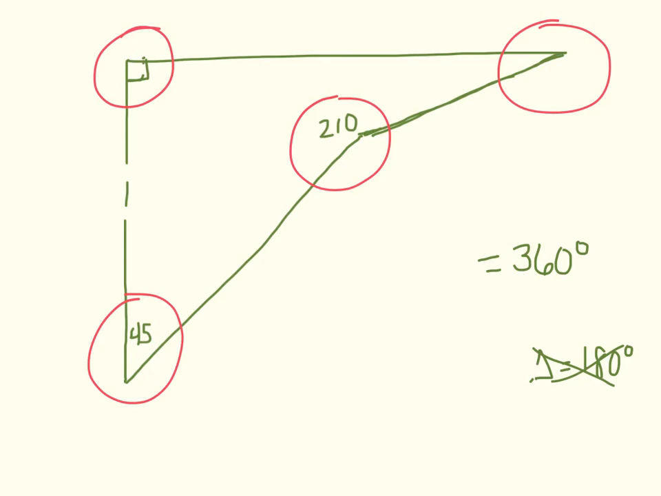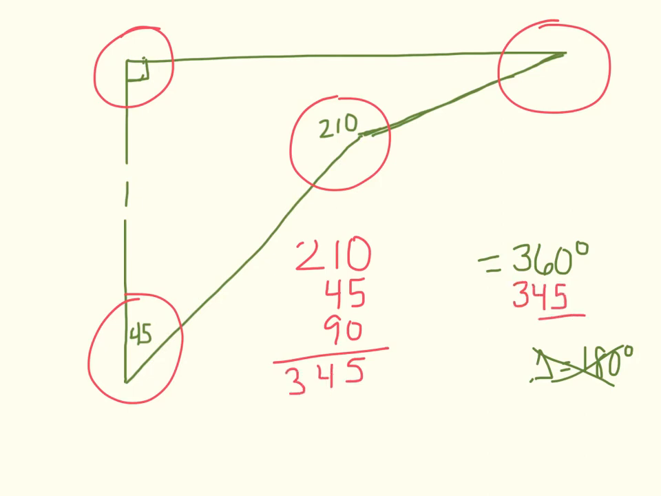So I can either subtract one by one or add them together and then subtract. I'm going to add them all together first. 210, 45, and 90. And I get 345. So I just take 345 and subtract it from 360, and I get 15 degrees. I also could have subtracted them one by one, and I would have gotten the same answer.